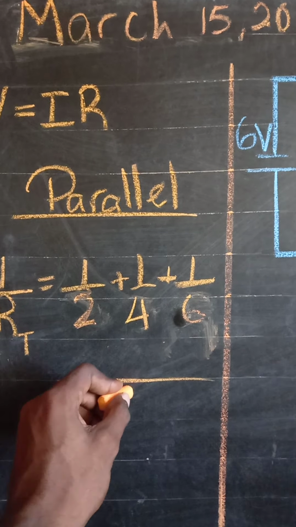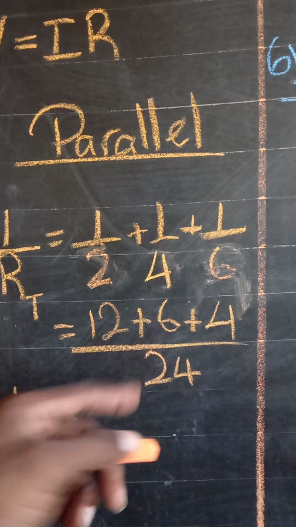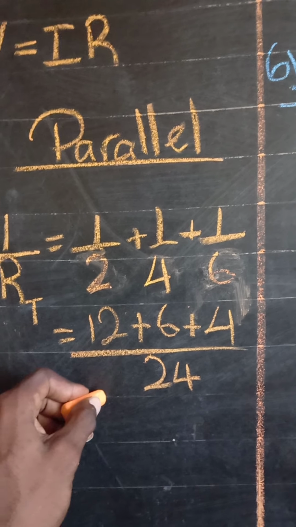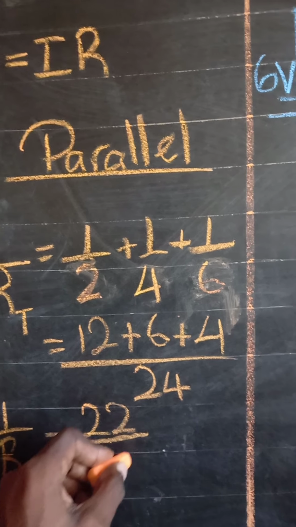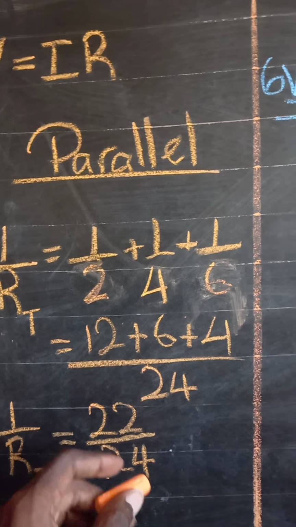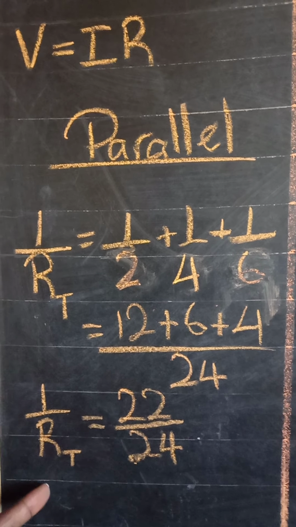Now we sum what we have in our numerator and ensure that we still have it over 24. Let's move down to this line here. So 1 over our total resistance is going to be equal to 12 plus 6 plus 4, which gives us 22 over 24. Now 22 over 24 is equal to 1 over total resistance.